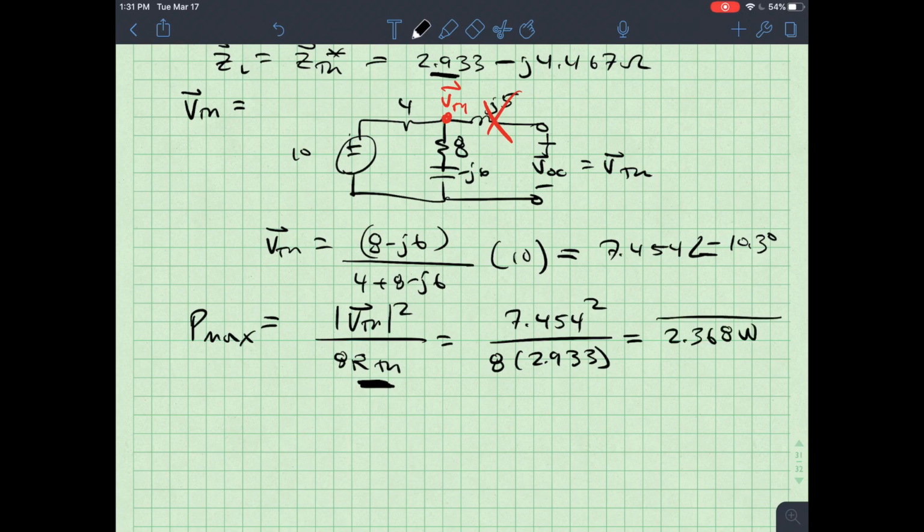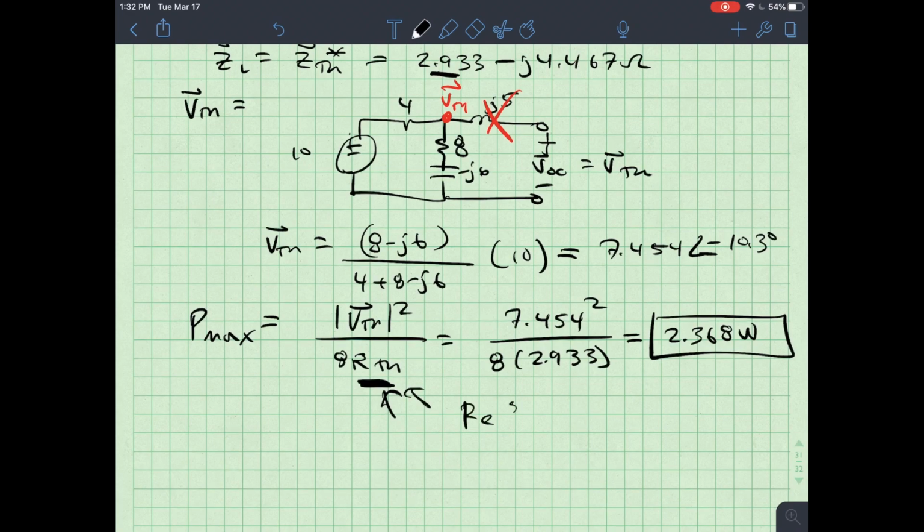Now, before I wrap this up, I just want to highlight, I've been teaching this course for a really long time, and one of the most common mistakes here is not taking R Thevenin, but putting the whole Z Thevenin there. Power is a real value. It's measured in watts. We care about the power. P max is a real value, and so I can't have complex numbers down there. I must be using the real part of Z Thevenin. Just to make that really clear, R Thevenin is just the real part of Z Thevenin.